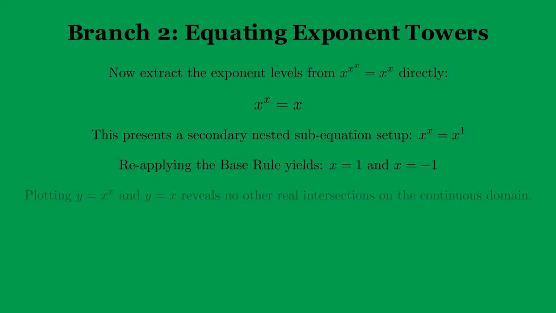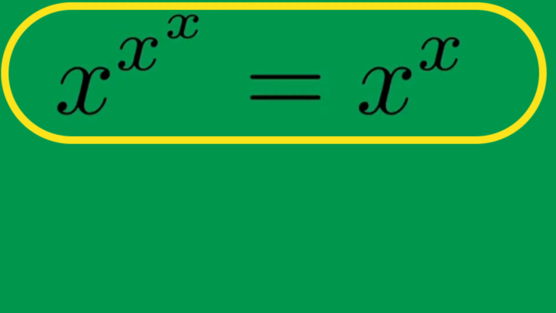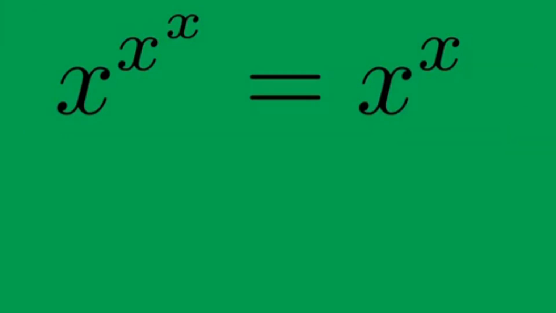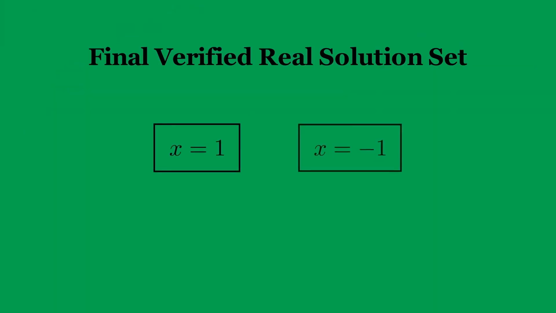To verify this result, plot the graphs of y equals x raised to the power of x and y equals x. The graphs intersect only at x equals 1 and x equals -1. No other real intersections exist. Final verified solution set. Now combine the results from both analytical branches. The only real numbers that satisfy x raised to the power of x raised to the power of x equals x raised to the power of x are x equals 1 and x equals -1. These are the complete and verified real solutions.